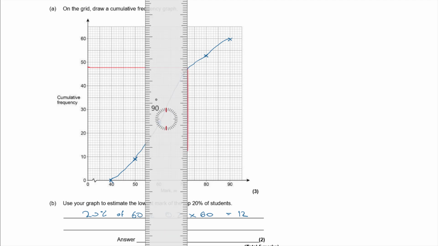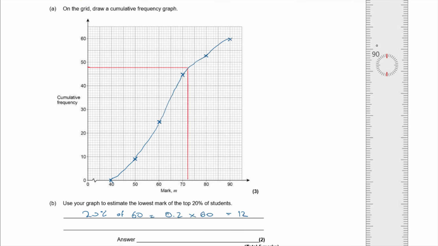Now I'm making that for my graph to be 72. You're going to get a bit of wiggle room on this. If your graph looks slightly different, you have to draw a smooth line, didn't you? It's quite possible we both did something slightly different. Then just read your one off.